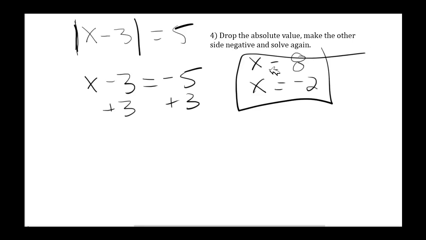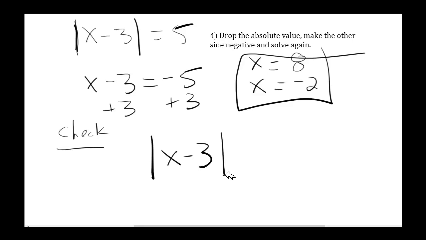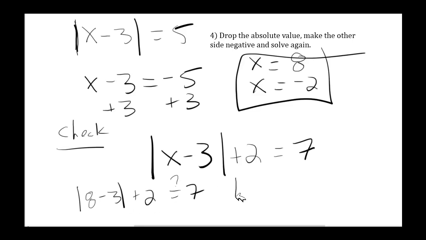The thing to remember is with absolute value, you usually end up doing two things. So let's check these. Remember, we're going to go back into the original. The original problem was absolute value of x minus 3 plus 2 equals 7. So if I plug in an 8, absolute value of 8 minus 3 plus 2, wondering if this is going to equal 7. Well, this is absolute value of 5 plus 2.